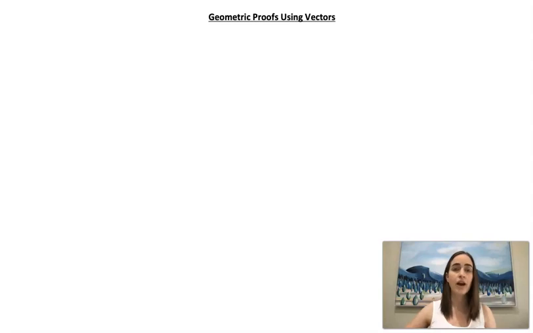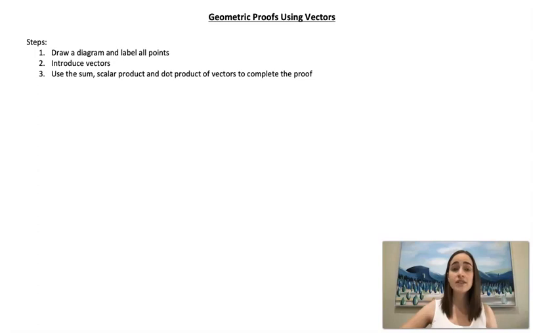In this video, I want to have a look at geometric proofs using vectors. So our first step is always going to be to draw a diagram if one isn't already given to you. Then we're going to label all the points on that diagram, and we're going to introduce some vectors to be able to use in our proof. Then depending what our question is and what we're trying to prove, we might be using the sum or the scalar product of vectors or the dot product of vectors to complete that proof.